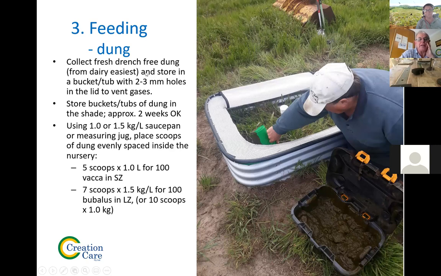Otherwise, you've got to get it in the paddock. When you get it in the paddock, you'll probably notice that within minutes of a cow pad being dropped, other insect species fly in there. Not necessarily dung beetles; there are other dung-dwelling insects that live in dung and eat organic matter. And you don't want a build-up of other insects in your dung beetle nursery. So what we do is store the dung in a bucket with 2 to 3 millimeter holes in the lid to vent out the gases. If you're storing the dung, it will expand a little bit, so you need the holes to let out the gases.